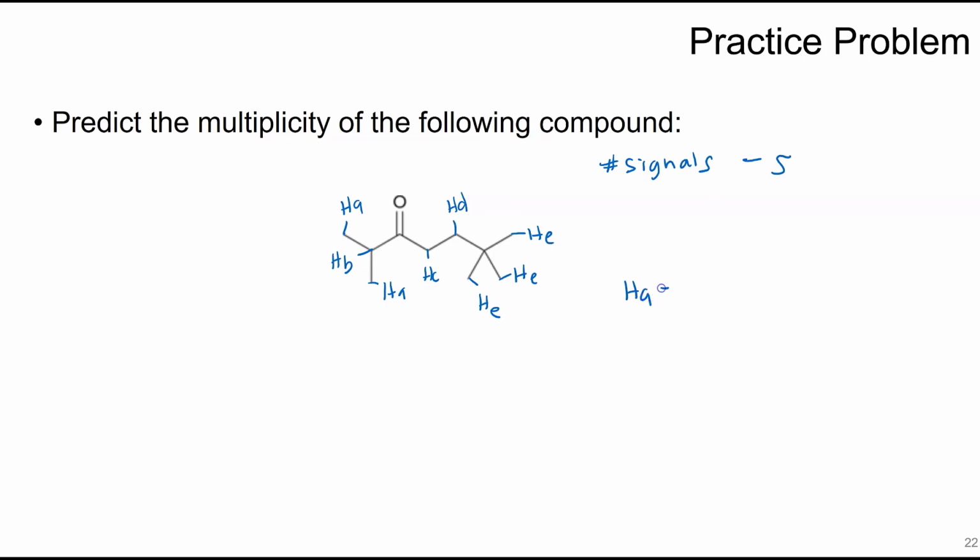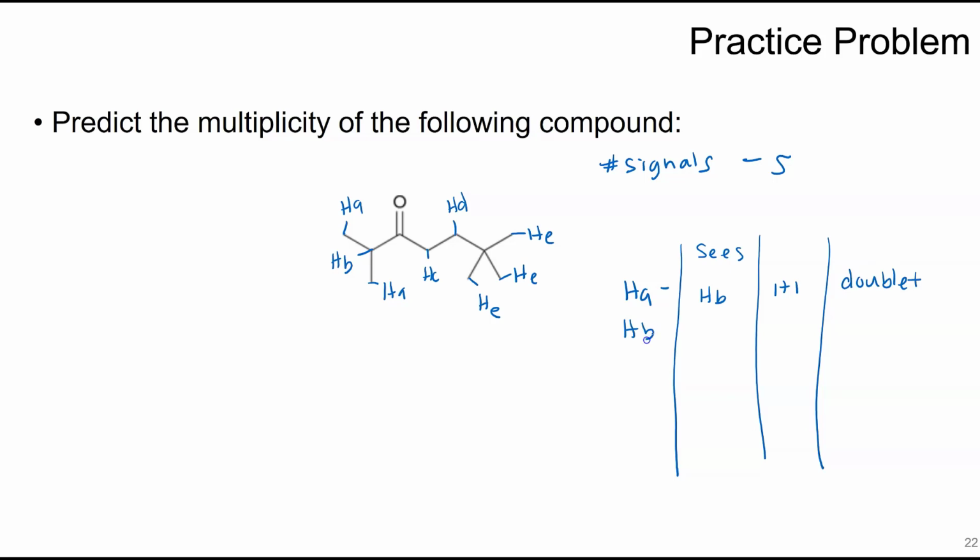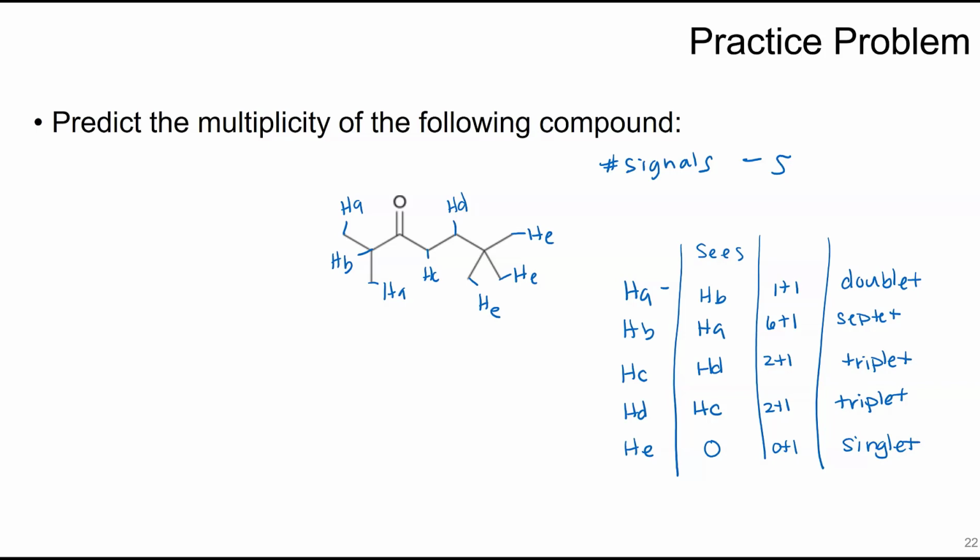So HA sees HB, so that will be 1 plus 1, and this will be a doublet. HB sees HA. There's 6 of them, so 6 plus 1. This is a septet. HC sees HD. There's 2 there, so it'd be 2 plus 1. This should be a triplet. HD sees HC, and there's nothing on this side, and there's 2 HC, so that's 2 plus 1. That should be a triplet. And then HE does not see anything, so that's 0 plus 1. That should be a singlet. So that's the multiplicity of each of those.